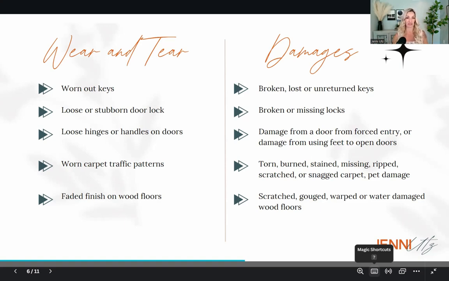Now, this can be a tricky one because we'll talk in a little while about what a normal life expectancy is on some of the things in the property, but worn carpet only has a certain life expectancy. So if it's worn and the tenant's only been there maybe 1 year, that might be a little bit more of damage versus if it's worn and the carpet's been in place for 8 years. There's a lot of things.